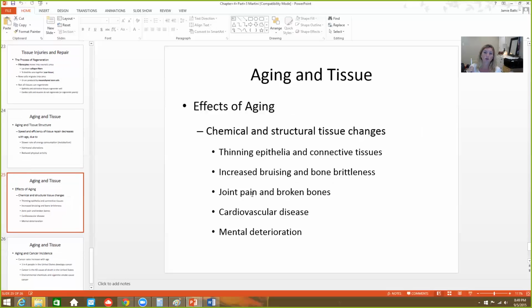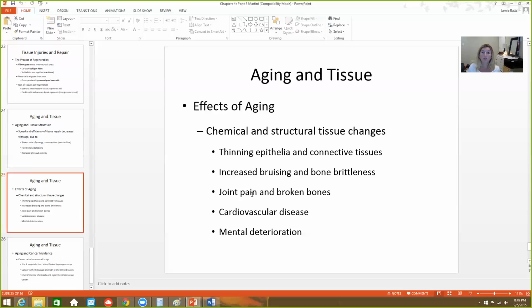Overall effects of aging. So the chemical and structural tissue is going to change. You're going to have thinning epithelial. Your connective tissue is going to continue to thin. All of those collagen elastic fibers are going to begin to stretch out, lose their elasticity. You get the sagging, or you get the wrinkles. All that stuff is all because the connective tissue fibers not responding like they used to, because they're not being repaired like they used to, because everything's slowing down. So joint pain, broken bones can result more when you're older, again, because the repair process isn't there. The collagen that makes up your bones just isn't being repaired as quickly.